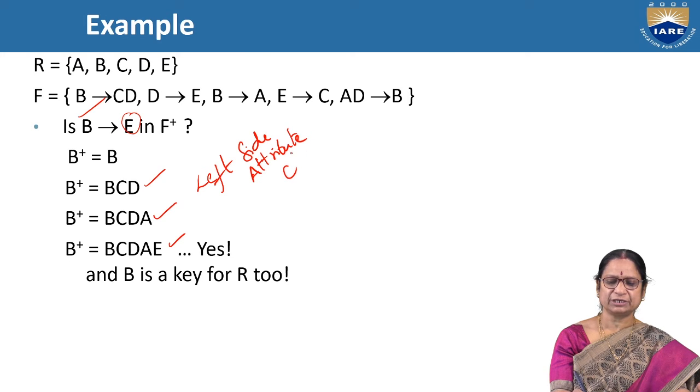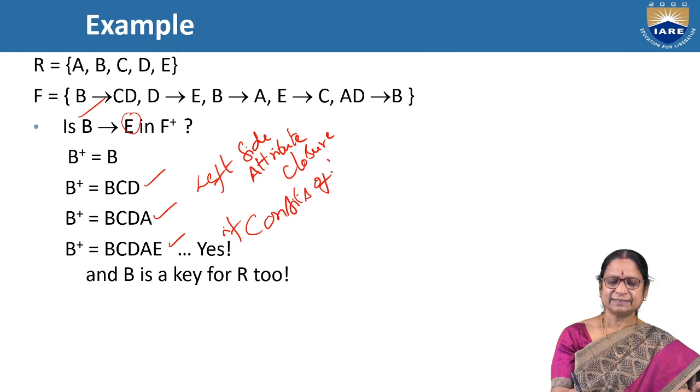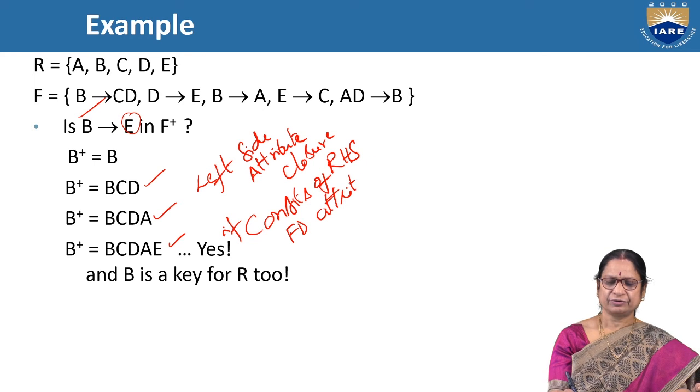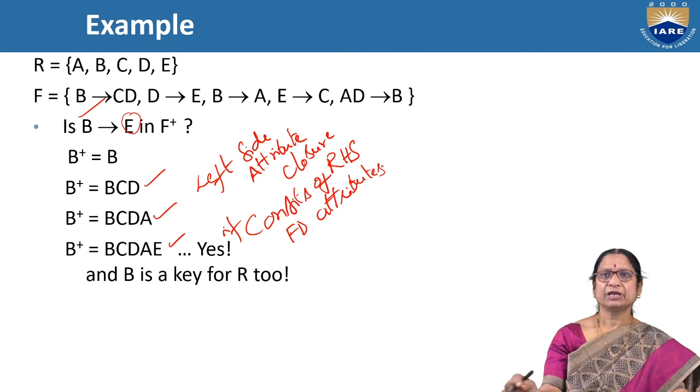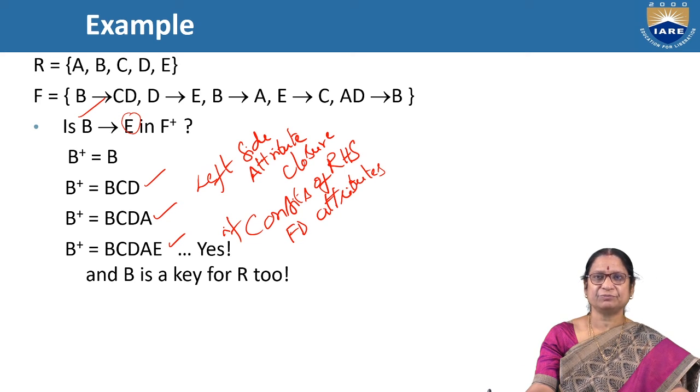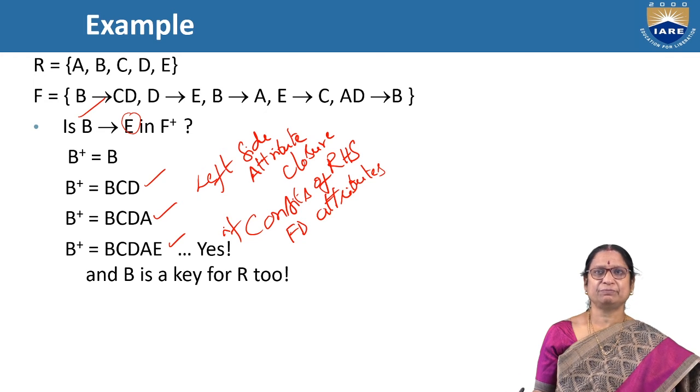Left side attribute closure needs to be found out. Once you have the left side attribute closure, if it consists of the right side attributes of the FD, then that particular FD exists in our F plus. So like that, you need to check membership of an FD, whether it exists in F plus.